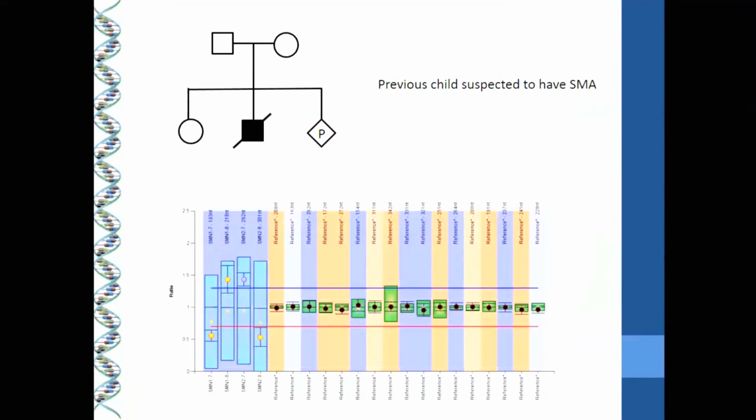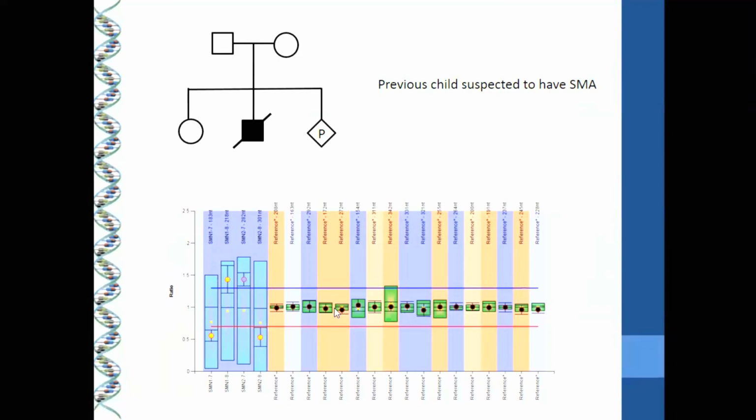So we will do the carrier testing of parents. So now in this case, we have done carrier testing and mother and father were found to be carriers. So earlier the ratio was 0 for an affected one, but for a carrier, it will be around 0.5 because the number of copies has reduced to half. In a normal person, the ratio will be 1.